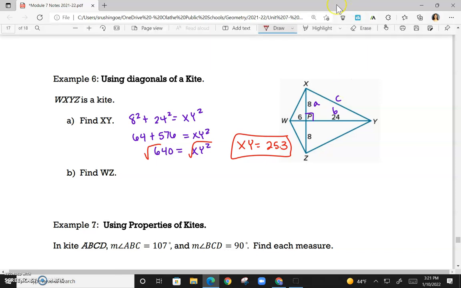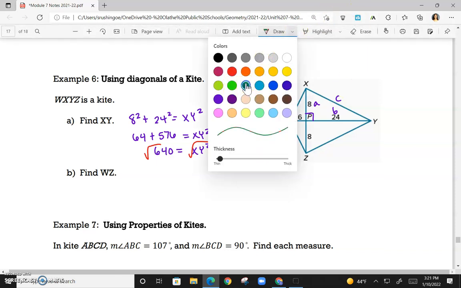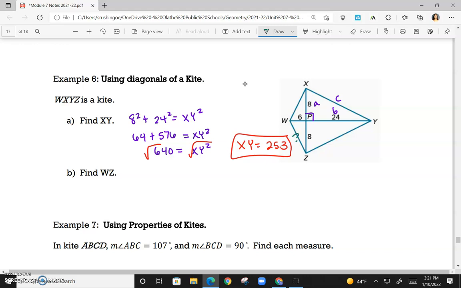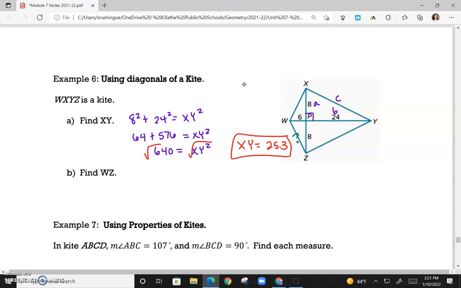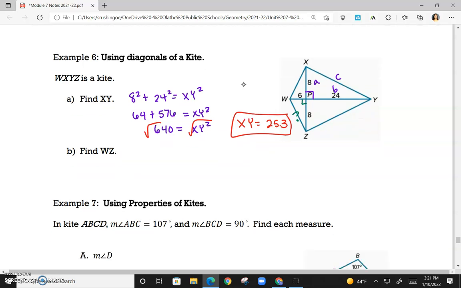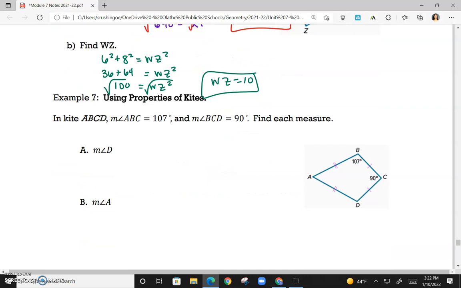And then for finding our YZ, that length here, again, we have our right angle, so 6 and 8 are our legs, and again, we're looking for our hypotenuse, so 6 squared plus 8 squared is going to equal WZ squared. So 36 plus 64 is equal to WZ squared, which is 100, and when we square root 100, we get 10. So, doing a little bit of the Pythagorean theorem there on those two.